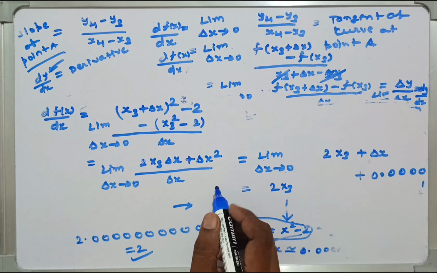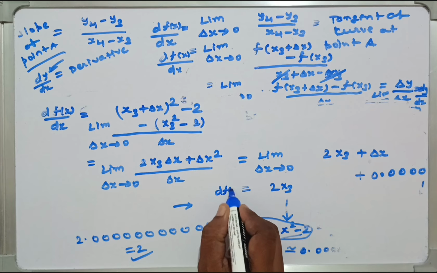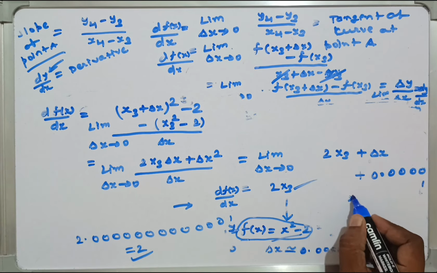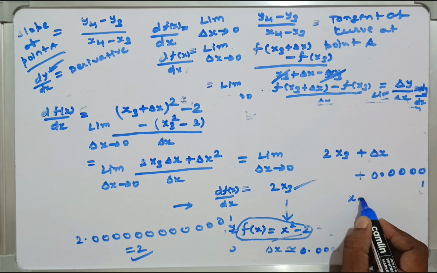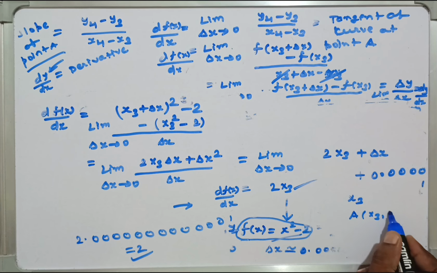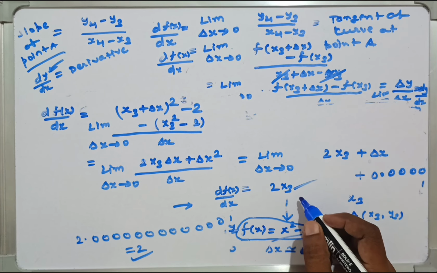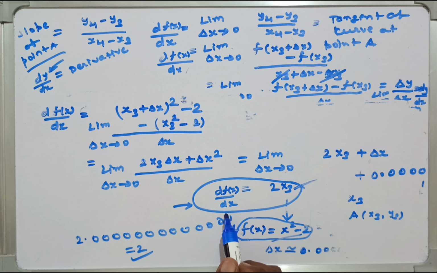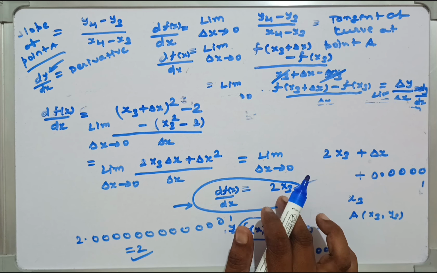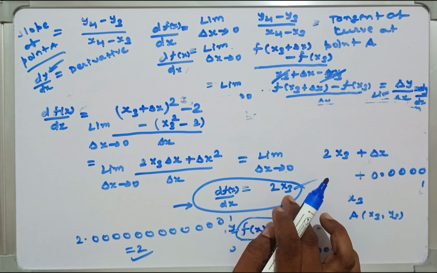Now what you see here, guys, if we know the x3 value of the point, x3 comma y3, then we can find the derivative or tangent of the curve at a particular point. So here we have considered x3 as a particular point.